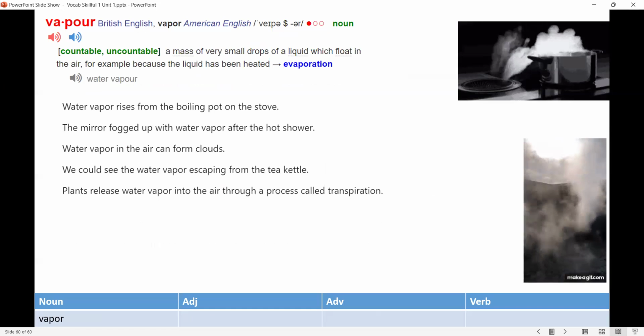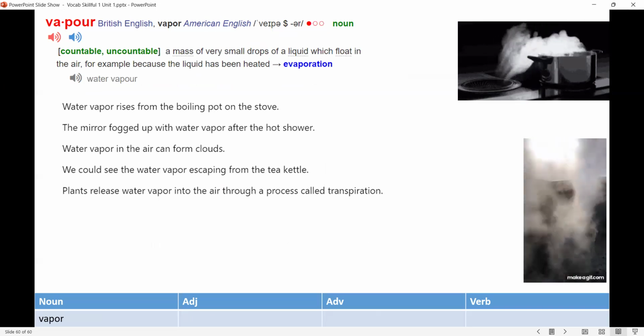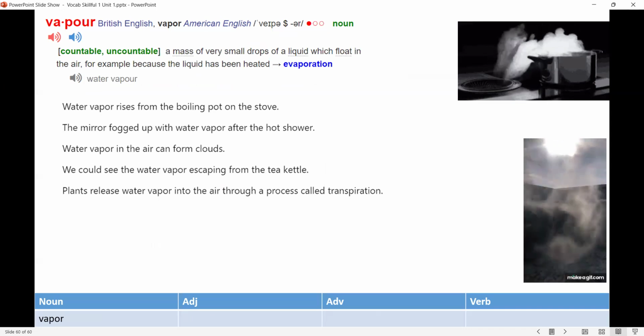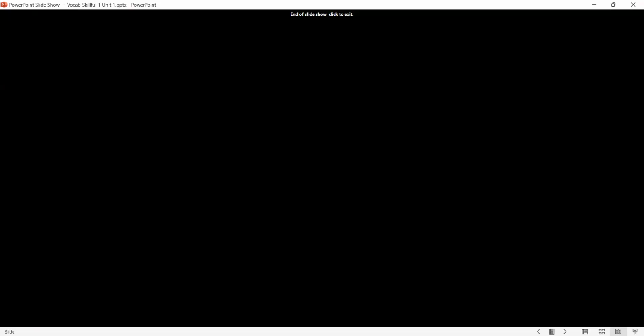Vapor. Vapor is a mass of very small drops of liquid which floats in the air, for example, because the liquid has been heated. Water vapor, as you see in the picture. Water vapor rises from the boiling pot on the stove. First picture. The mirror fogged up with water vapor after the hot shower. Water vapor in the air can form clouds. Look at the second picture for this one.